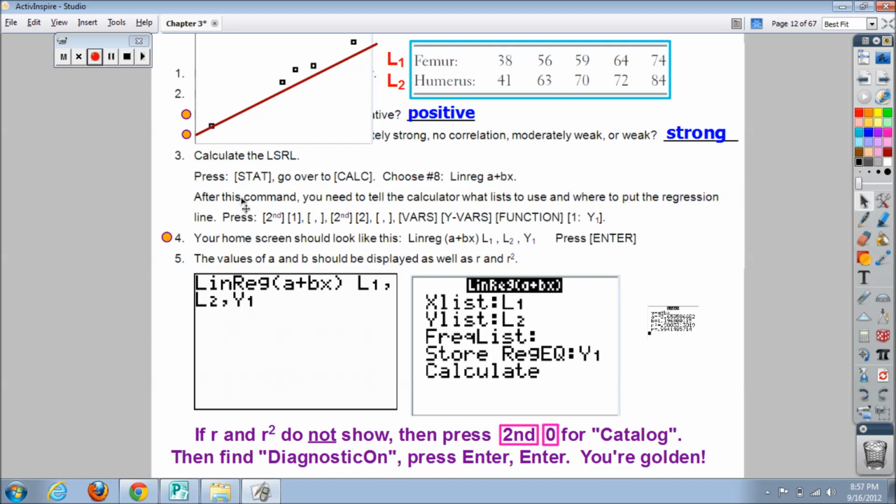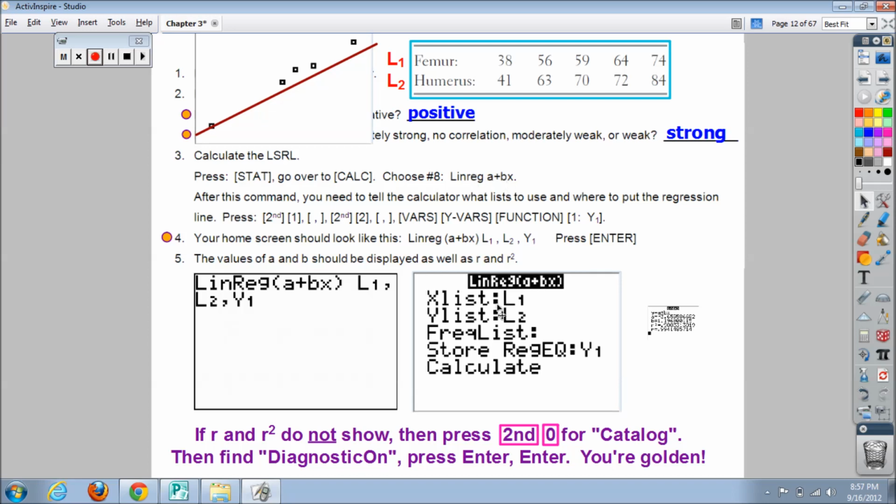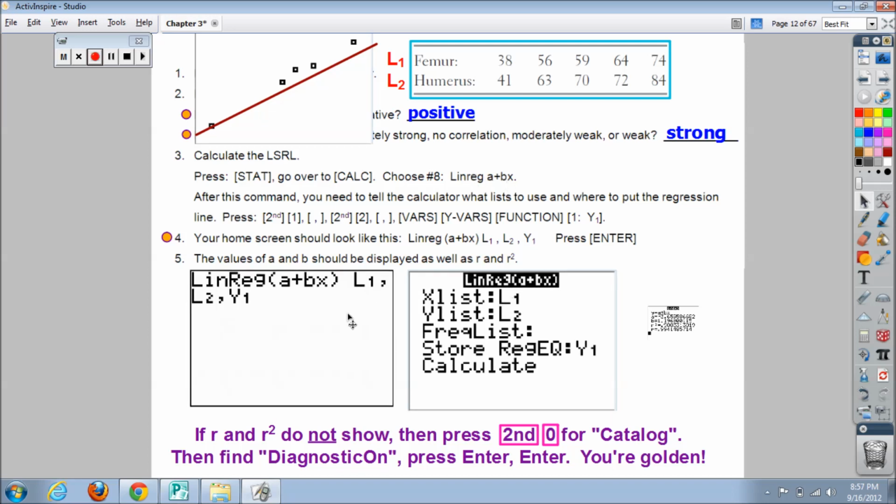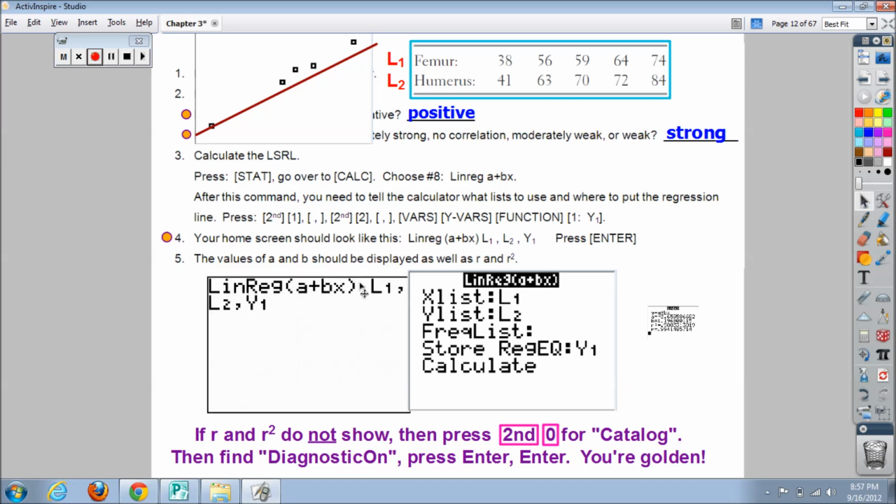Alright, so once you select LinReg a plus bx, your calculator is going to look like one of two things. Most of your calculators are probably going to look like this up to this point, where it just says LinReg a plus bx. Some of you that have the newer operating systems, or maybe you've upgraded your operating software, are going to see more that looks like this. Okay. Now, we need to tell the calculator about our two lists that we're going to make our regression line from.